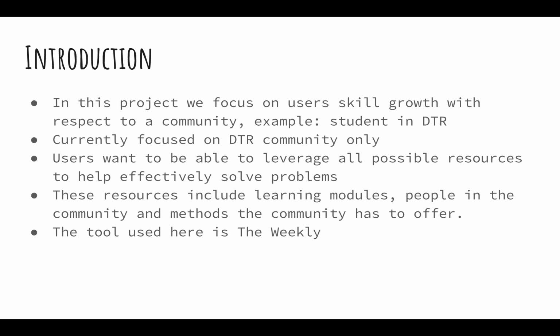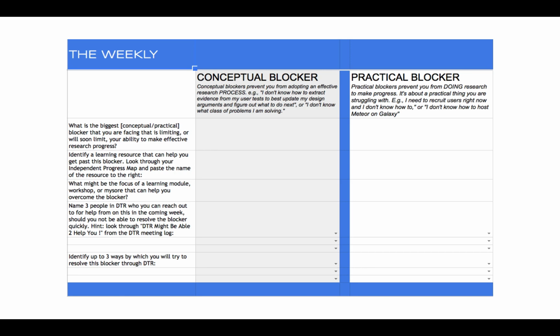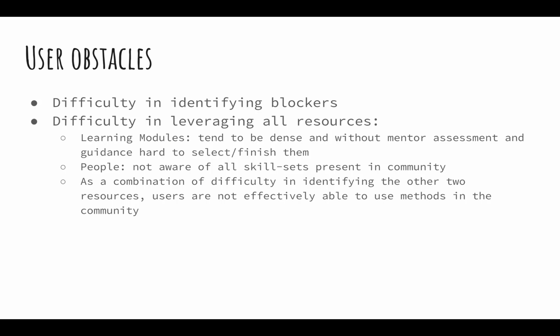So it's a combination of two other resources, which is the third resource that we identify. And without further ado, I'd like to delve into the weekly and what the weekly holds. So this is the current weekly that we use. Users are meant to identify their conceptual and practical blockers and list a learning module that could help them with it. Along with it, they identify three people and three methods to help them.